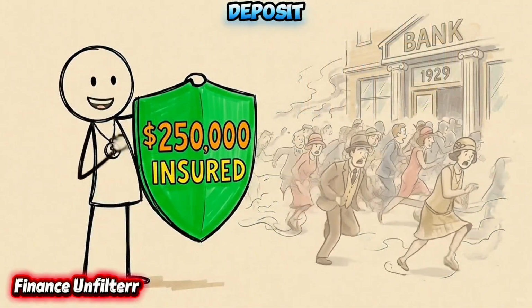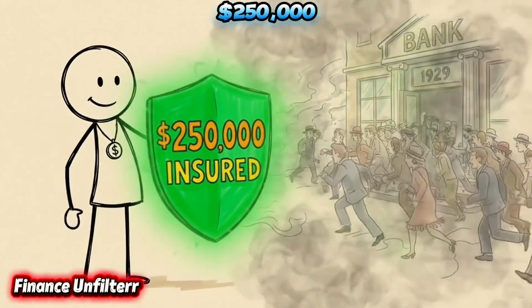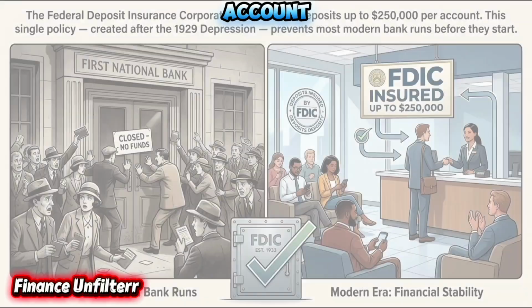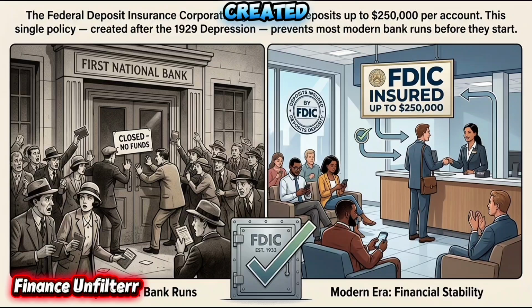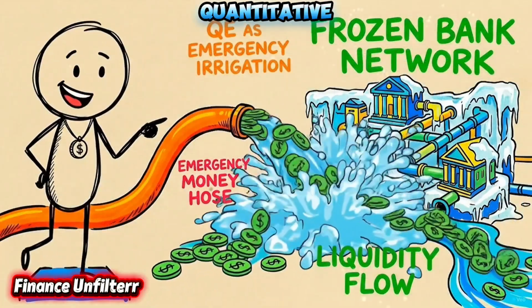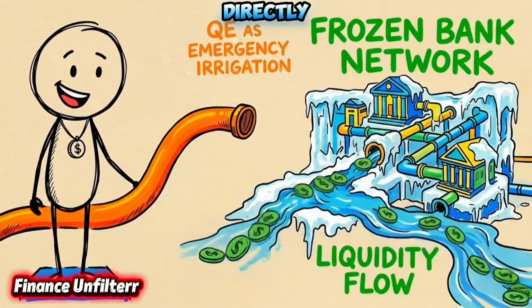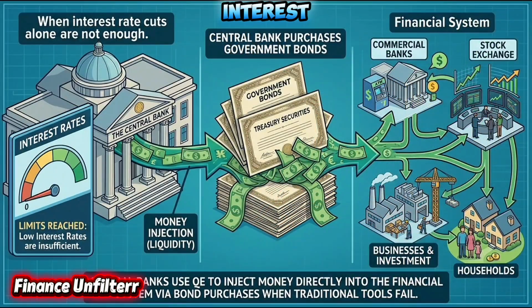The Federal Deposit Insurance Corporation guarantees deposits up to $250,000 per account. This single policy, created after the 1929 Depression, prevents most modern bank runs before they start. Central banks also use quantitative easing, purchasing government bonds to inject money directly into the financial system when interest rate cuts alone are not enough.